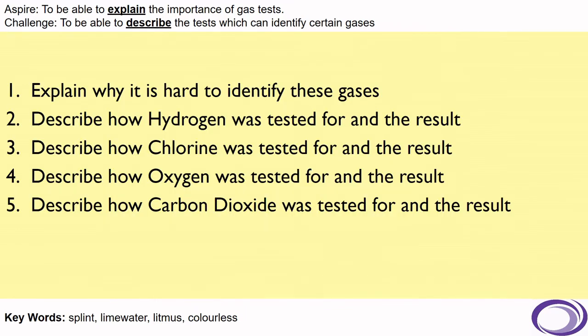Now that we've gone through all of those tests, I would like you to have a go at answering the questions on the screen. First of all, explain why it's hard to identify gases. Then I'd like you to describe the tests and give the results for all of those 4 gases. So hydrogen, chlorine, oxygen, and then carbon dioxide.